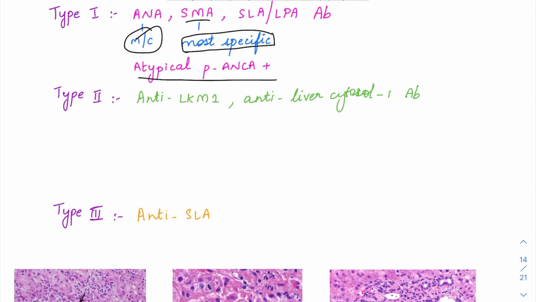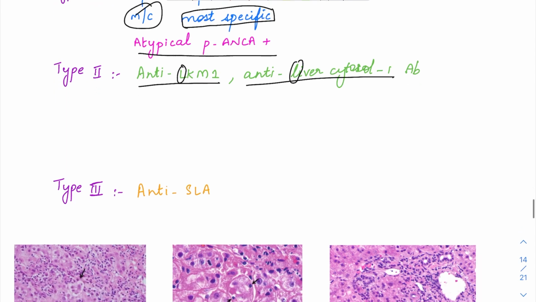While in type 2, you are going to have two Ls. So anti-LKM1 and anti-liver cytosol 1 antibody. So both start with L. So remember, type 2 is for L. So anti-liver cytosol 1 and anti-LKM1 antibodies in type 2 autoimmune hepatitis.